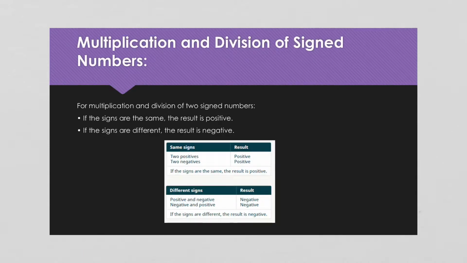Alright, so now we're going to add in division. And guess what? The rules are the exact same as they are for multiplication. When you divide and the signs are the same, your answer is positive. When you divide two numbers and their signs are different, the answer will be negative every single time.